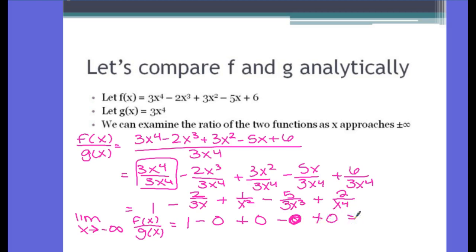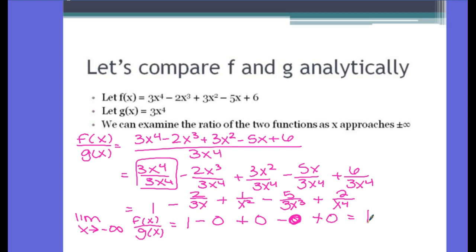So the limit as x approaches negative infinity of these two functions being divided is 1. If the limit as it goes to infinity of the two functions being divided is 1, they behave the same. So again, we showed it graphically, they behave the same when you zoom out. Analytically, they behave the same when you zoom in.